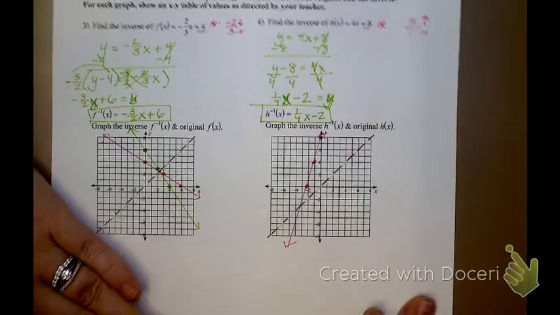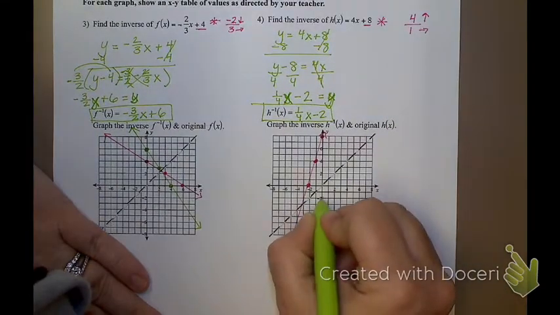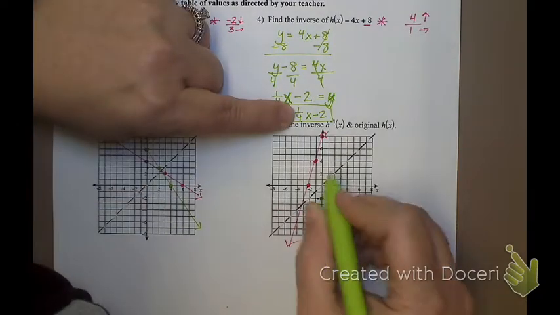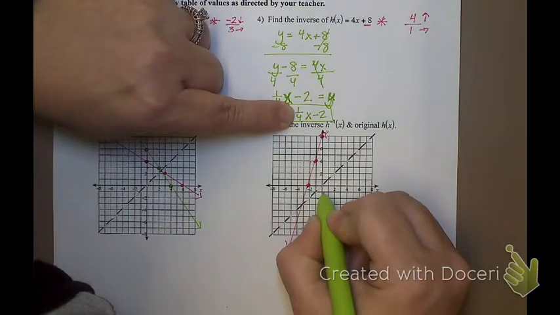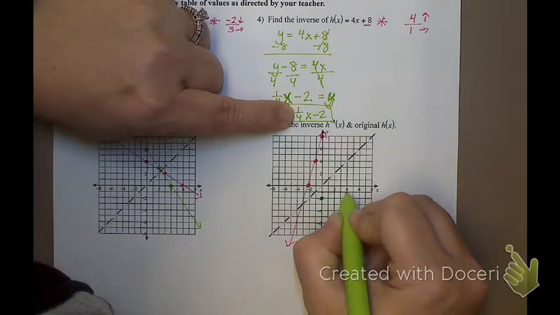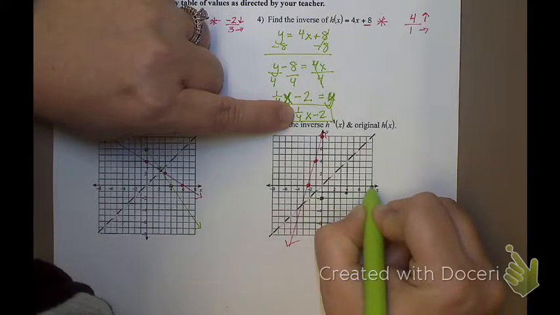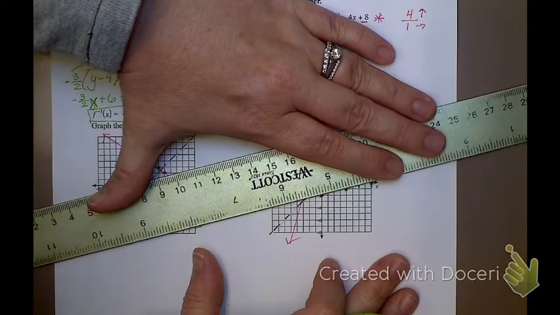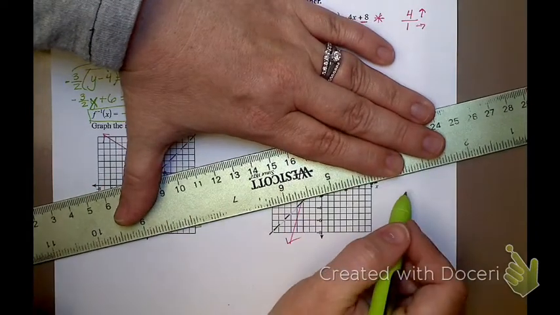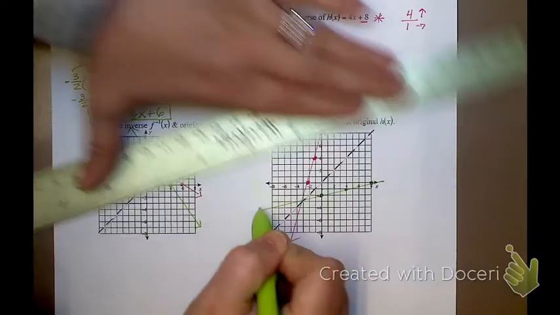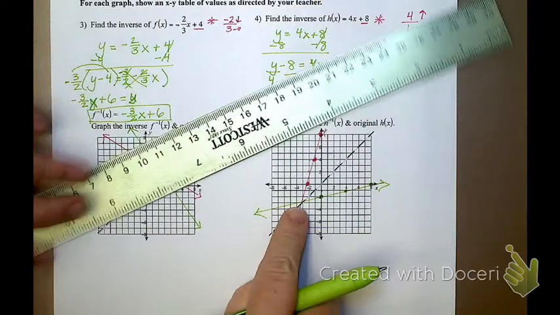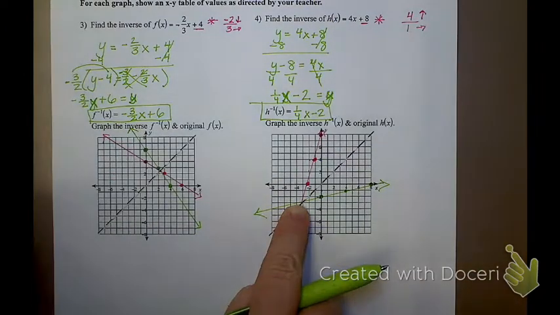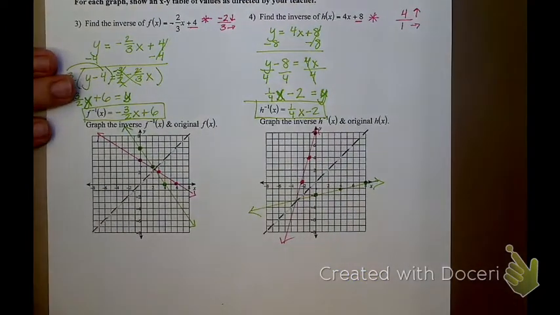So my y-intercept is -2 down here. From there, my slope is 1 over 4. So I'm going to go up 1 over 4, up 1 over 4. And I'm going to connect my points. And again, there they are. They're intersecting each other on that line y equals x. Okay, so there's my first page with my inverses.